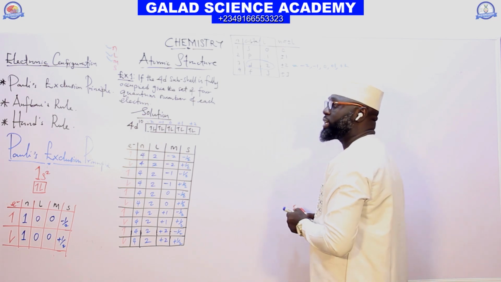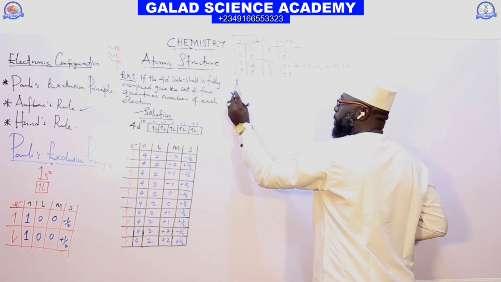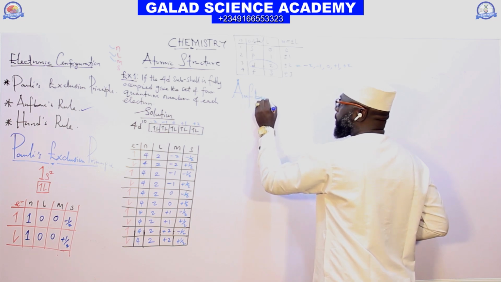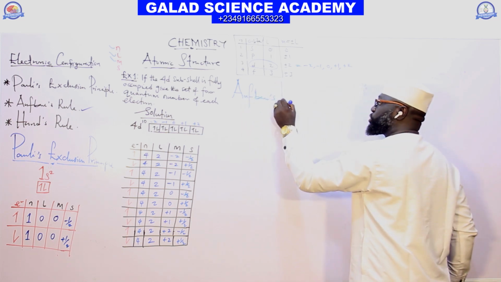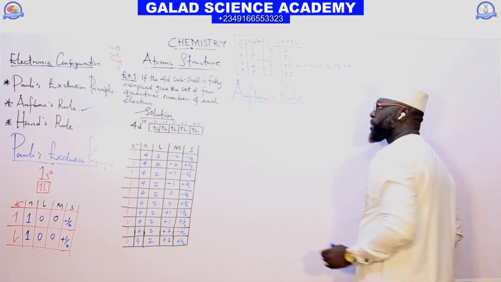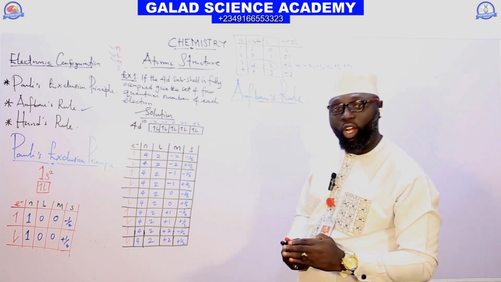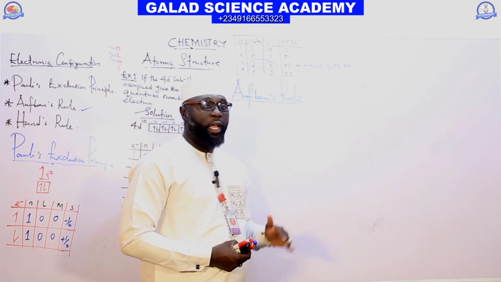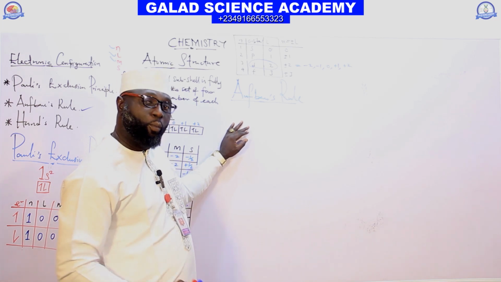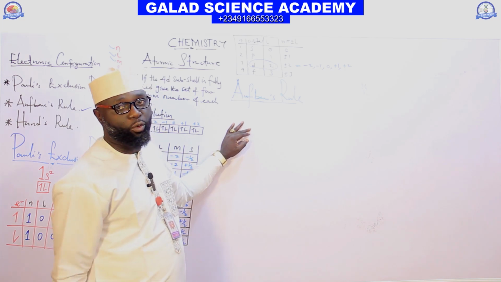The next one now is what? Aufbau's rule. The Aufbau rule states that in filling electrons into the atom, the orbitals of lower energy level must be filled first before orbitals of higher energy level.